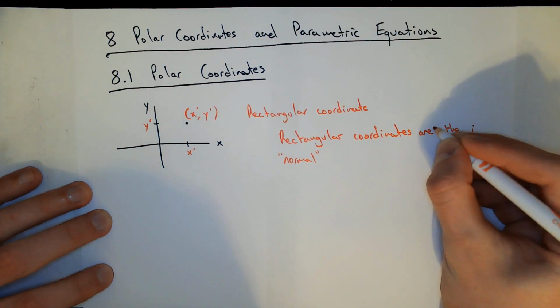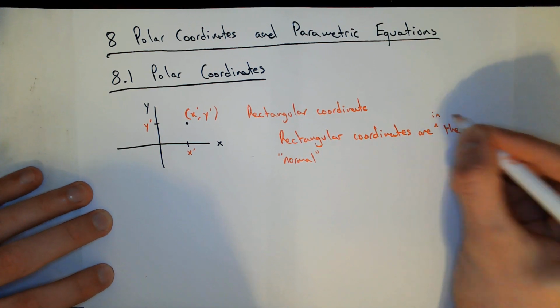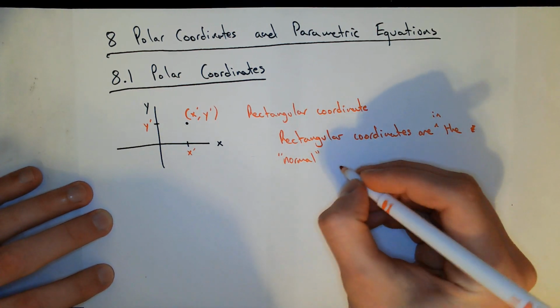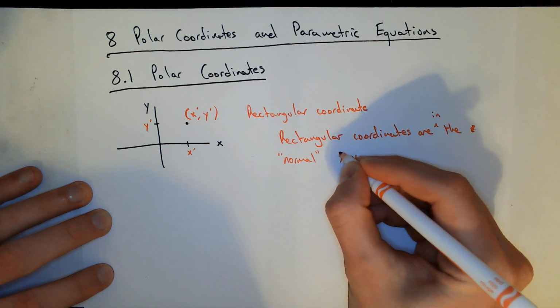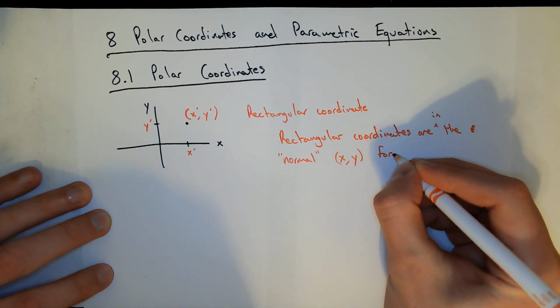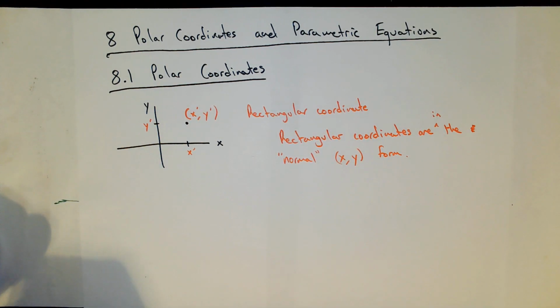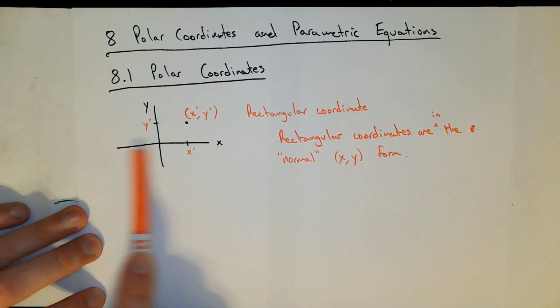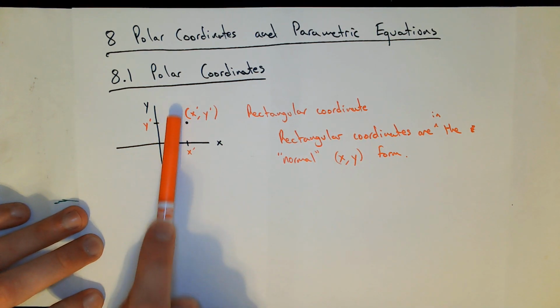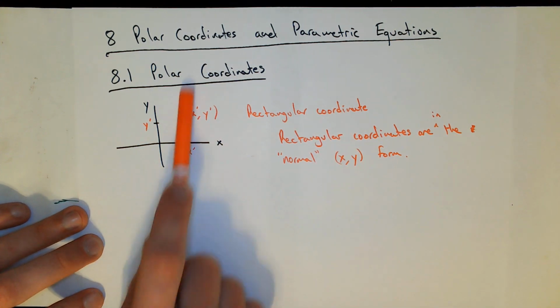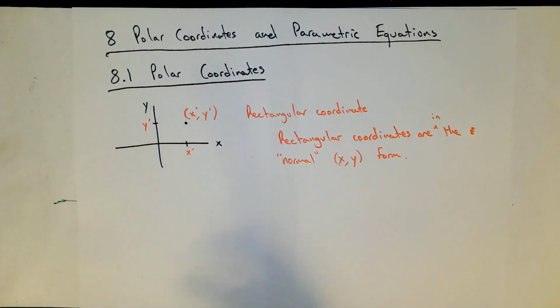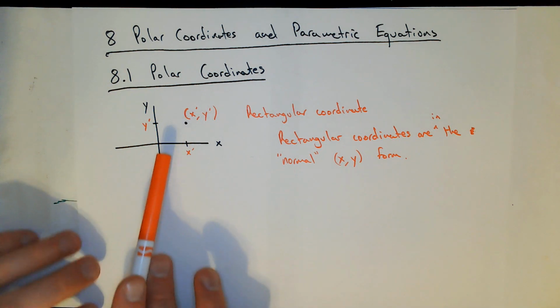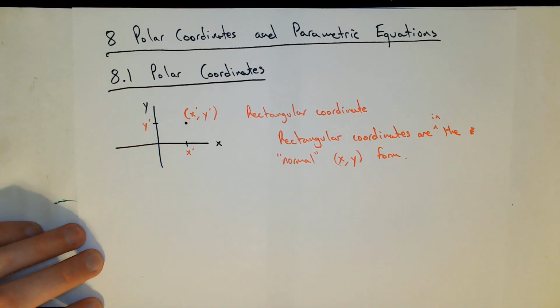So rectangular coordinates are in the normal x, y form. If you want to tell me how to get to a point, you say go this far to the right or left, and then go this far up or down, right? Horizontal and then vertical. That's why they're called rectangular coordinates, because the movement is boom, boom.